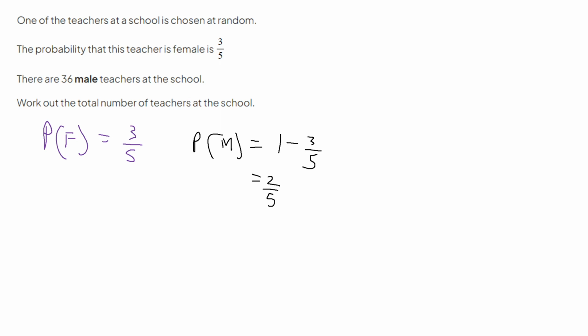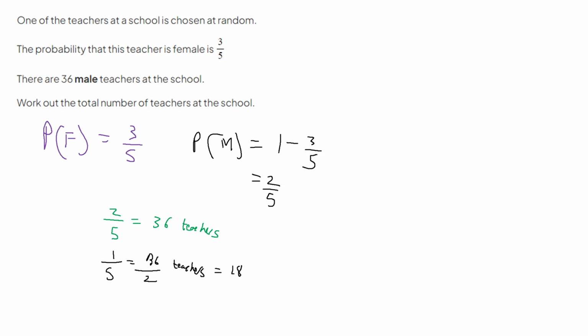Okay? And if we're assuming that everything is perfect, we know that 2 over 5 represents 36 teachers. So therefore, the first thing we need to do is work out what 1/5 is. So 1 over 5 is equal to 36 divided by 2 teachers, which is equal to 18.